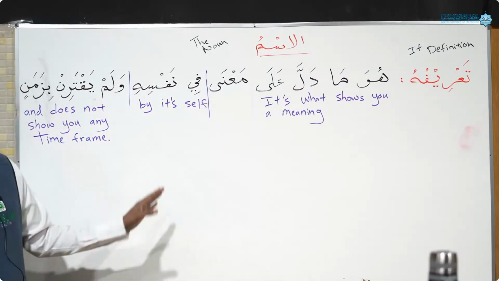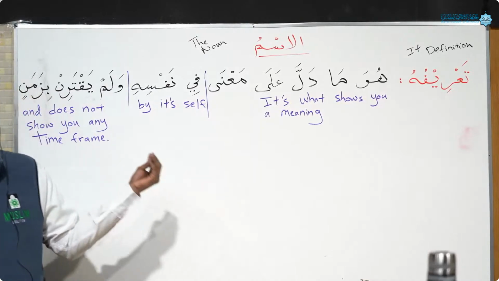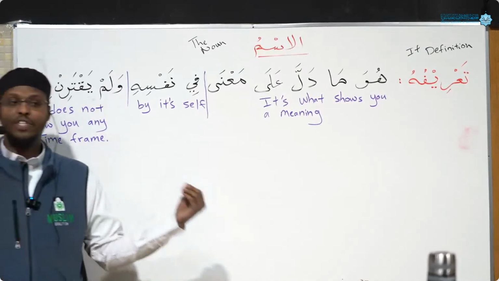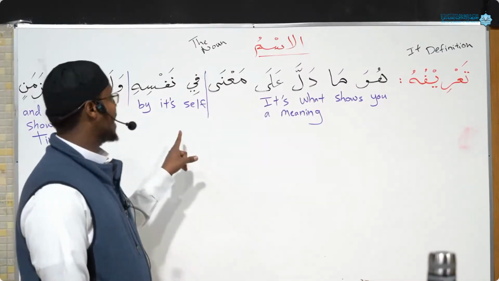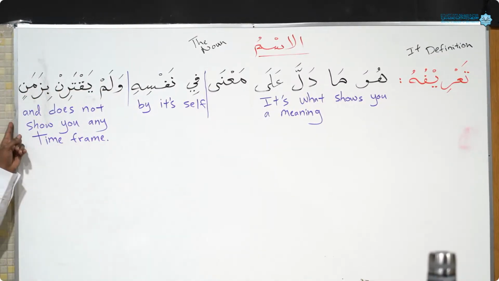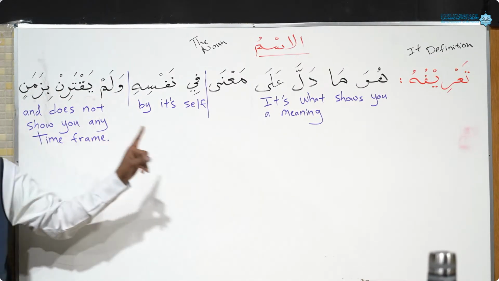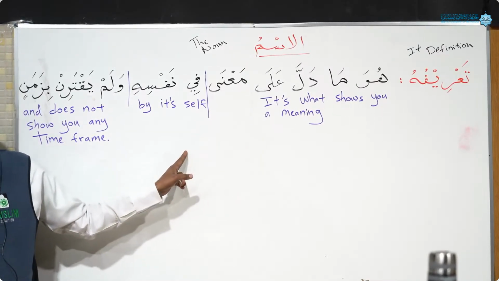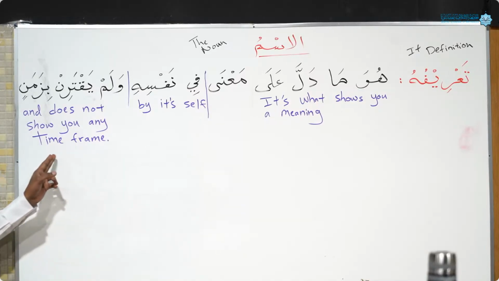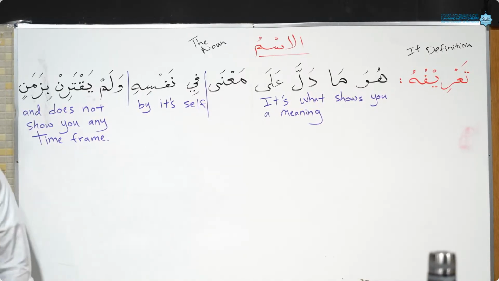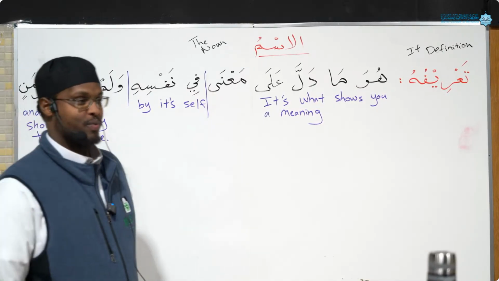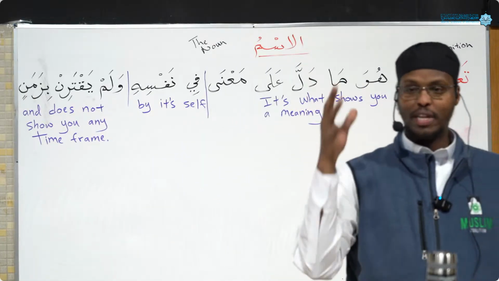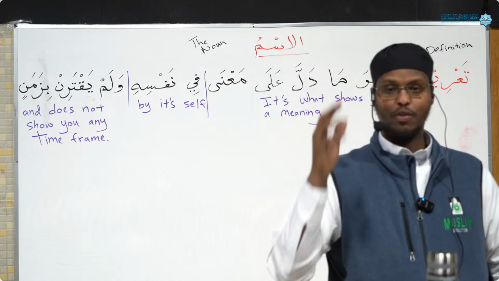So al-ismu, repeat after me, al-ismu هو ما دل على معنى في نفسه ولم يقترن بزمن. Okay, you have 1 minute to memorize it. Go. The best way is to read it 10 times from your book, 10 times from your head. You're done. 10 times looking, 10 times not looking.